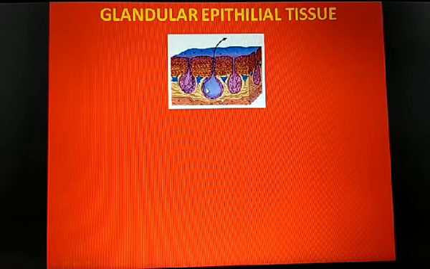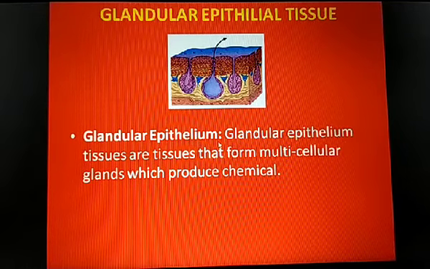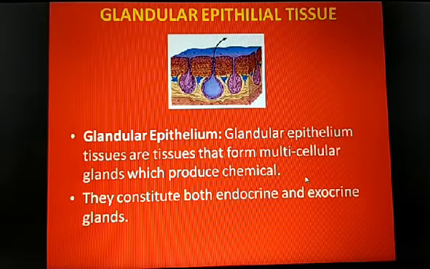As you can see in this diagram, this is glandular epithelial tissue. These are different glands, like sweat glands and oil glands. Sweat glands help in passing out excess water along with salt, that is sweat, and oil glands help in passing out excess oil or fats out of our body through the skin. So glandular epithelial tissue forms multicellular glands which produce chemicals. They constitute both endocrine and exocrine glands, as I've mentioned.